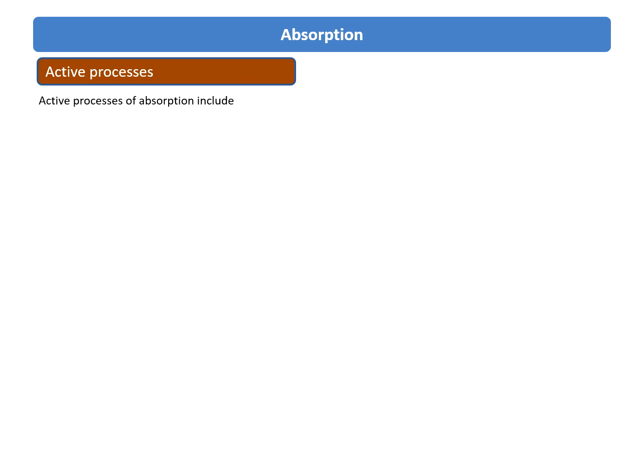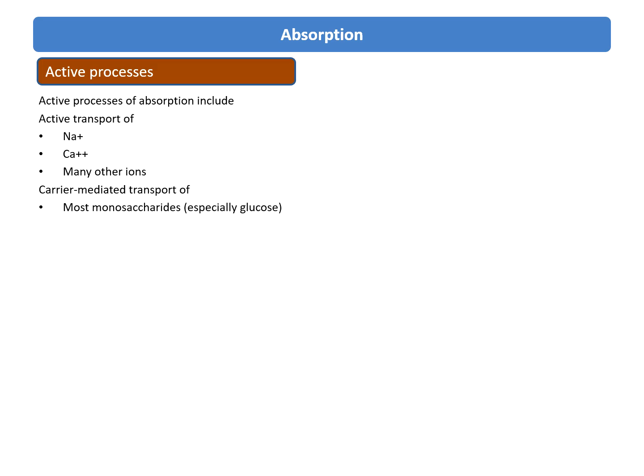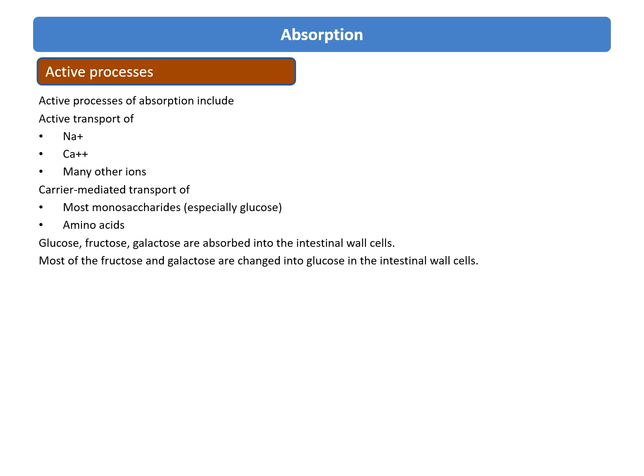Active processes of absorption include active transport. Sodium, for example, calcium ions, and many other ions are actively transported. Carrier-mediated transport is involved in the transport of most monosaccharides. Glucose is particularly important, and amino acids. Glucose, fructose, and galactose are absorbed into the intestinal cell walls. Most of the fructose and galactose are changed into glucose in those cells. Lipid absorption, on the other hand, is more complex.